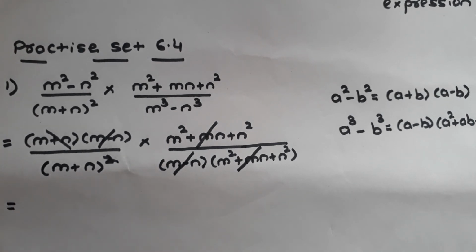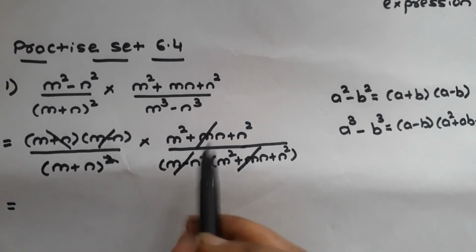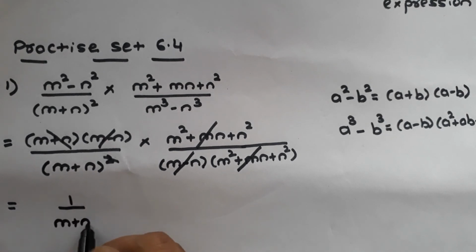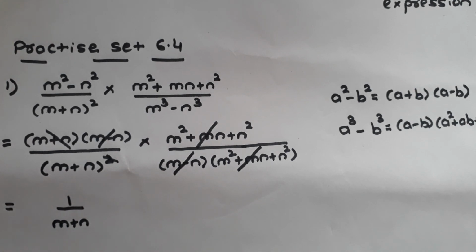And then write the remaining. 1 into 1 is 1, upon one m plus n is left, into 1 is m plus n. So the answer to the multiplication of the two rational algebraic expressions is 1 upon m plus n.